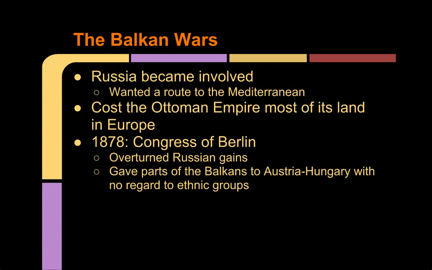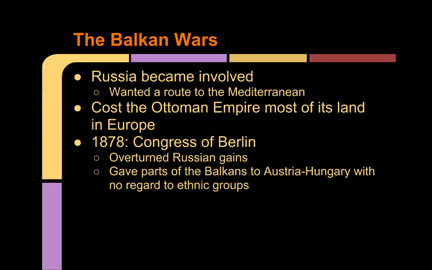Now, what's going to happen in the Balkan Wars is that, first of all, Russia is going to become involved. And the main reason Russia wants to be involved is because they wanted a route to the Mediterranean. Mediterranean means trade, y'all. Because it's the Mediterranean Sea, it leads out to the Atlantic Ocean.